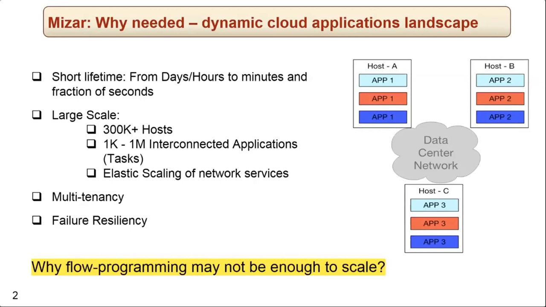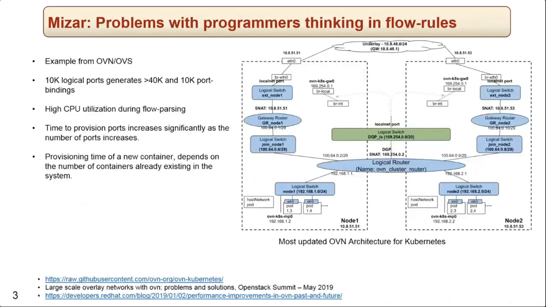Now, with that background and those requirements, we came to the conclusion that the flow programming typically employed by OVS-like networking solutions may not be the right model for us to scale up to such a large environment. We'll get into a lot of details about what that means. So what are the problems? Why do we think that flow rules are not going to be able to meet such an environment?